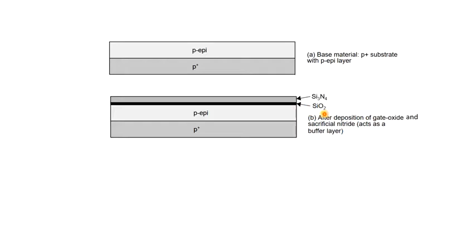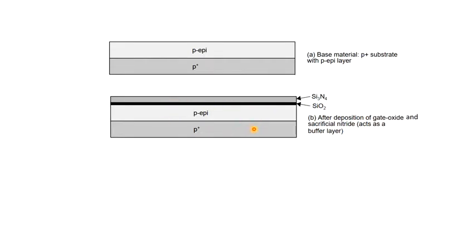After we have grown the silicon dioxide, the entire wafer is covered with silicon nitride. This silicon nitride is also called the sacrificial nitride. It will act as a buffer, and this silicon nitride protects the underlying silicon dioxide from the next process steps. So we have formed the oxide layer on top of this silicon.